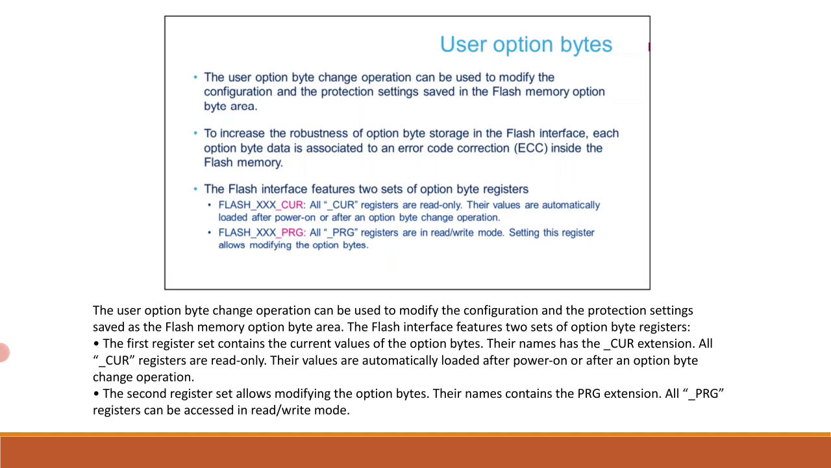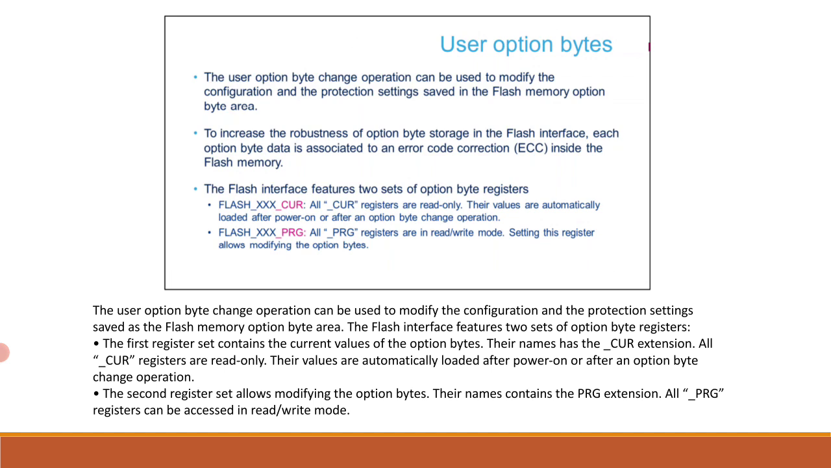All _CUR registers are read only. Their values are automatically loaded after power on or after an option byte change operation. The second register set allows modifying the option bytes, and their names contain the _PRG extension. All _PRG registers can be accessed in read or write mode.